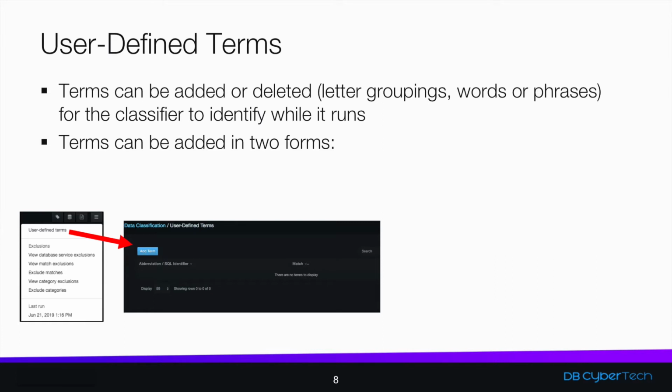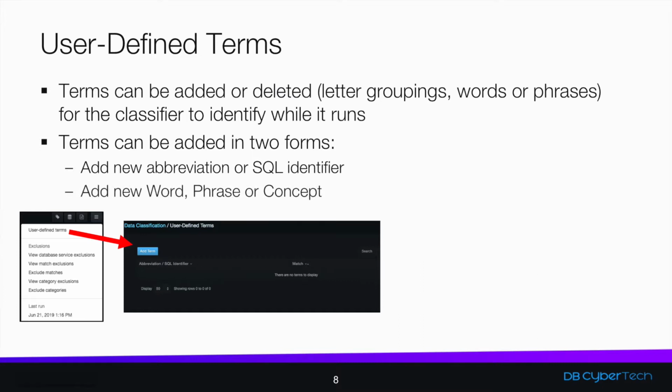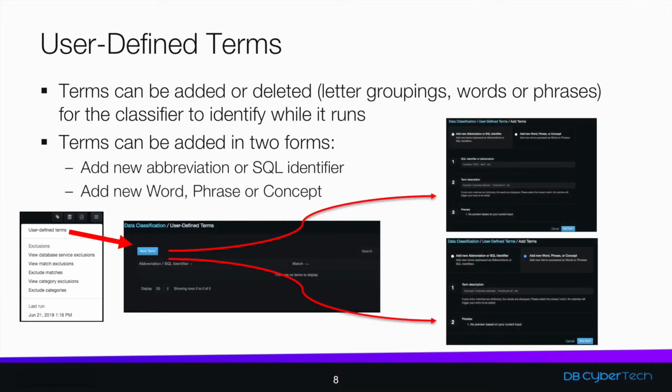You can add terms by clicking the Add Term button and then use one of two options: to add an abbreviation or SQL identifier, or to add a new word, phrase, or concept. That way, you can tell the classifier to look for exact things within the SQL statement itself, or the translation of the term from SQL as well.